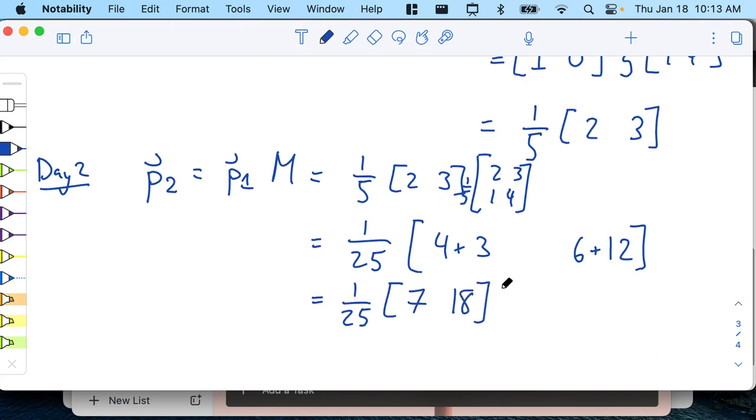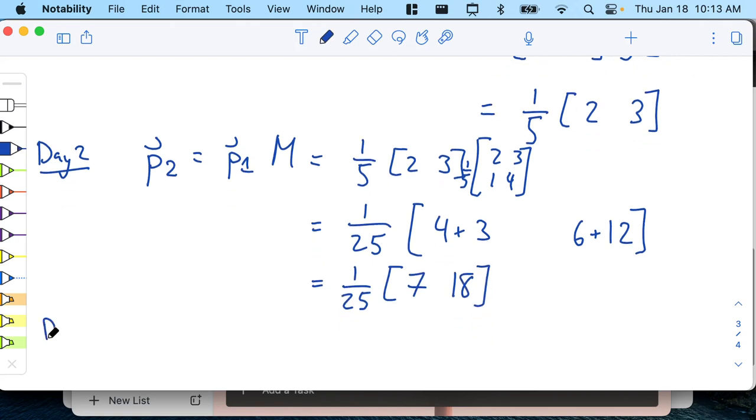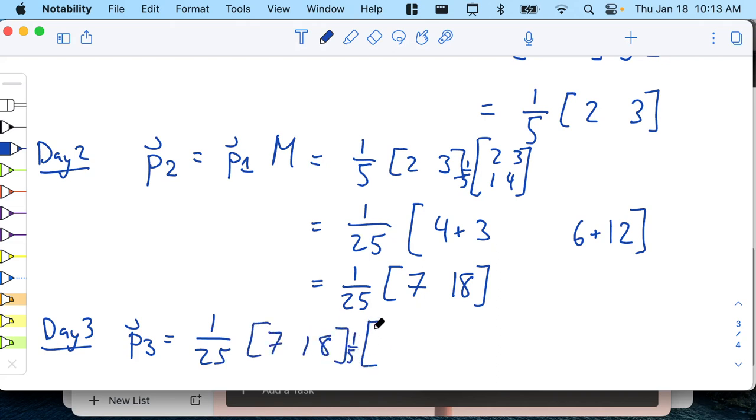And there you go. And last but not least, on day three, what I asked you for, you need to figure out P3. So it's going to be 1/25 times 7, 18 times 1/5, 2, 3, 1, 4. And again, you're going to get 7 copies of the first row, which is 14 and 21. And then 18 copies of the next row: 14 plus 18 and 4 times 18. That is a big number.